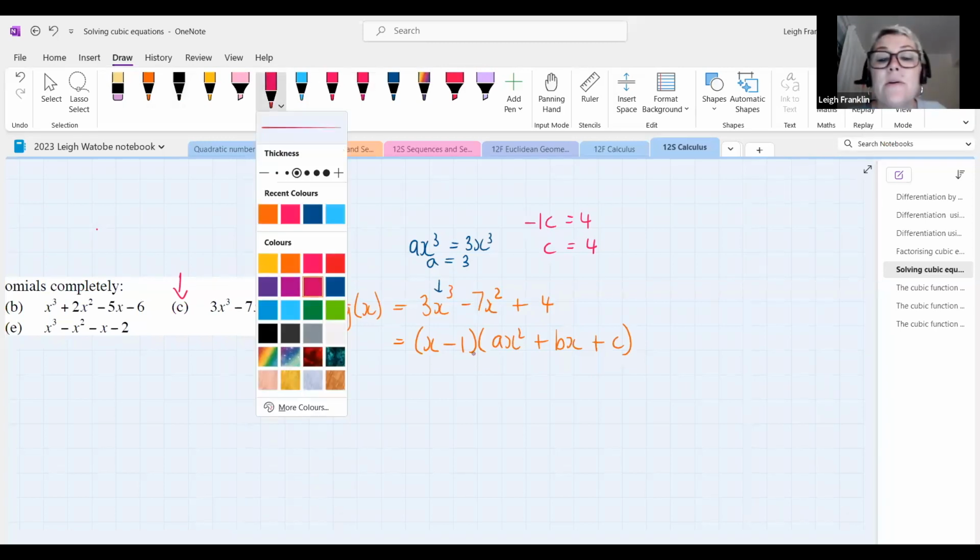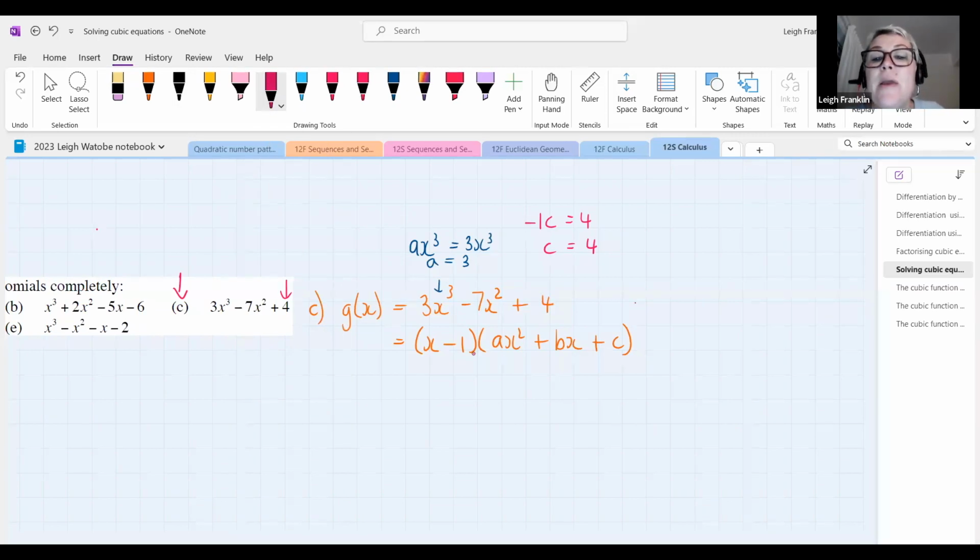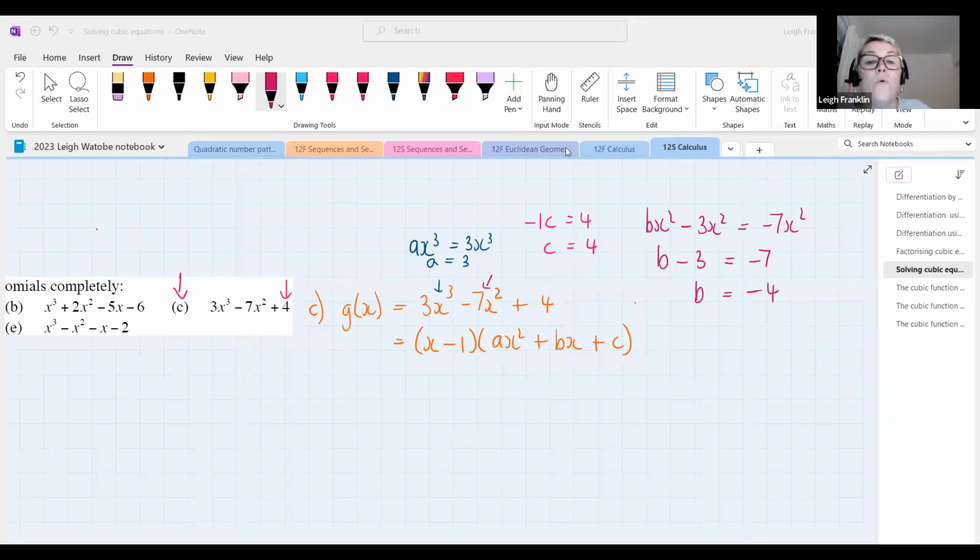B next, I'm multiplying x with bx to get bx squared. And I'm multiplying -1 with ax squared. Now remember, a is equal to 3. So -1 times 3x squared is -3x squared. We can see that it's equal to -7x squared. So that means that b minus 3 is -7. Take the 3 over to the other side, and b would be equal to -4.